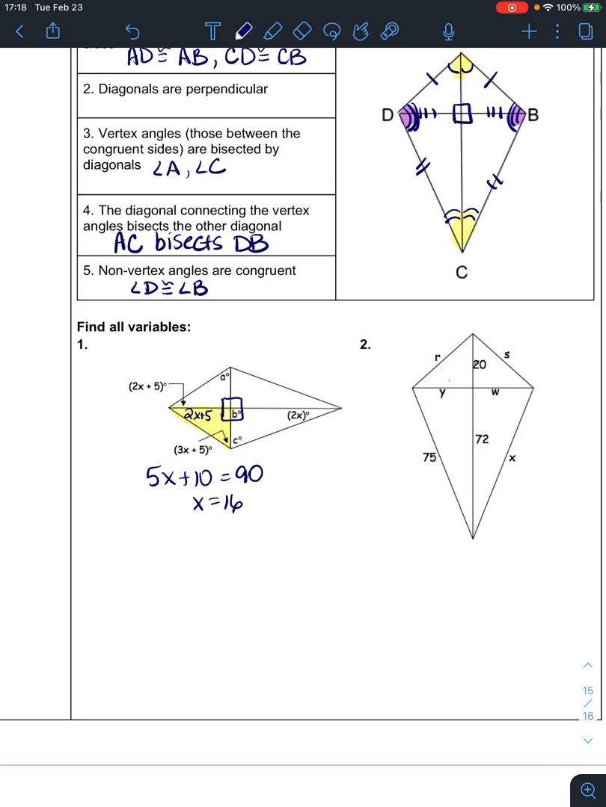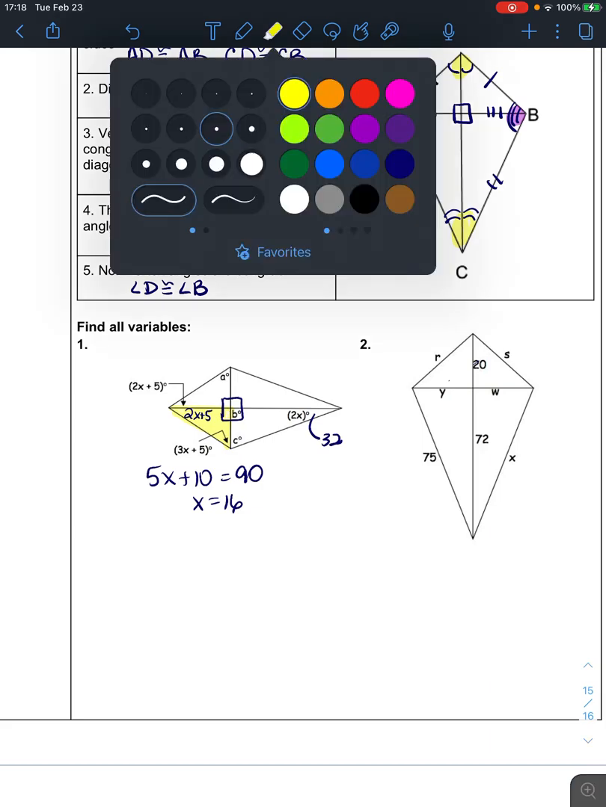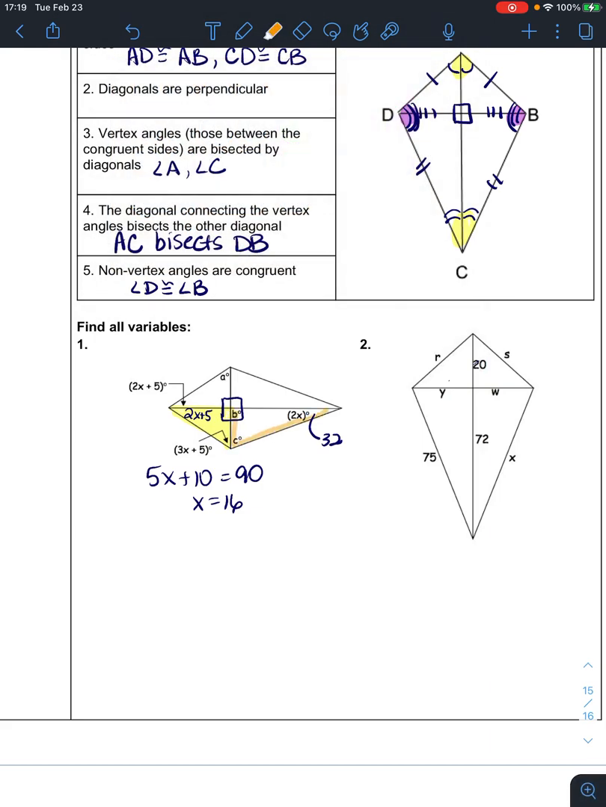Now we want the rest of the angles. If x is 16, then I can go ahead and start filling everything in. This angle is 32. Well, now if that angle is 32, now I've got this other triangle here. Don't forget, triangles add to 180. Anytime you've got a triangle, you can probably use that if you're talking about the angles. So 90 plus 32 is equal to 122. Subtract that from 180, and you get that this other angle here is 58.